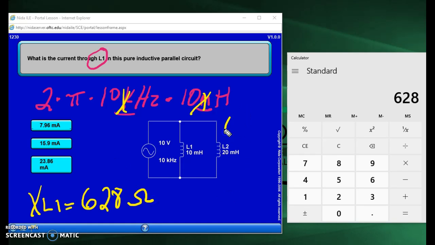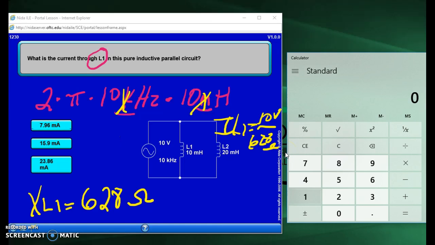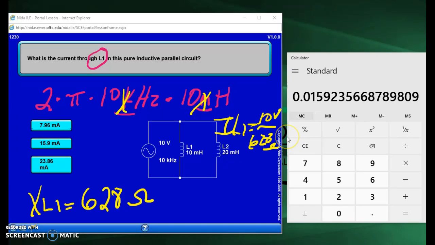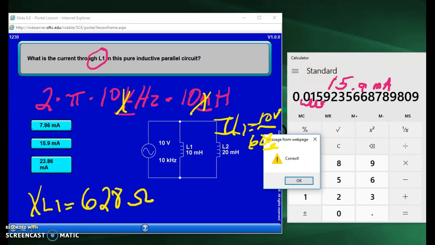Now to get IT, or I should say, of L1, it's a matter of dividing 10 volts by 628 ohms. So we can come over to the calculator. 10 divided by 628 equals, and we're going to have to move that decimal place because this is true amps. If we want milliamps, which all our answers are in, we've got to move it 3 places. So we multiply it by 1,000, put the decimal point right there between the 5 and the 9, 15.9 milliamps. Because we multiplied a small number by 1,000, we broke it into 1,000 pieces, so our prefix becomes milli. So let's see if that's right. 15.9 milliamps, and absolutely it is.